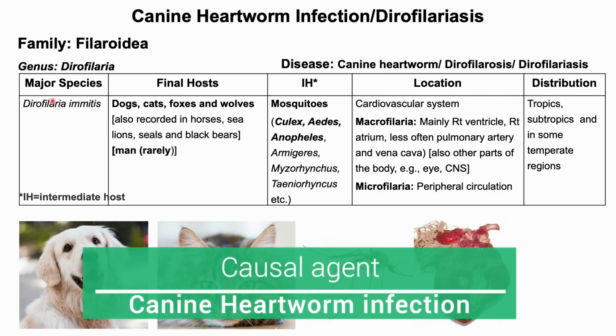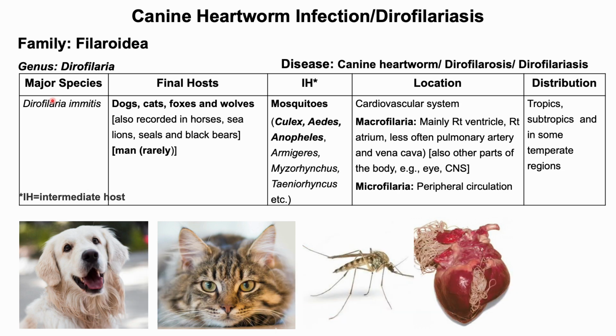Causal agent of canine heartworm infection or Dirofilariasis. Under the superfamily Filarioidea, one of the important genera is Dirofilaria. Canine heartworm or Dirofilariasis is caused by Dirofilaria immitis. Final hosts of these parasites are dogs, cats, foxes, and wolves. This parasite is also recorded in other animals such as horses, sea lions, seals, and black bears.